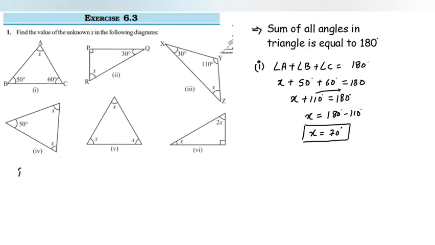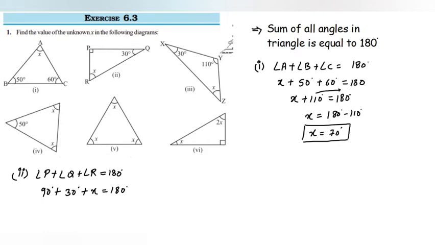The second question is, here we have a triangle PQR, and we know one angle is 30. The angle measurement they have not given, but if you can see a small square figure they have given, it means that the angle is 90 degree. So we know 30 degree and 90, and you have to find out the third angle. So angle P plus angle Q plus angle R will be equal to 180 degree. Angle P is 90 degree, angle Q is 30 degree, and angle R is x, equal to 180 degree.